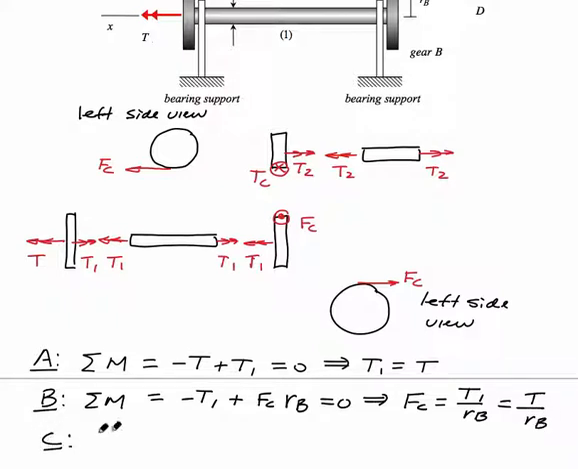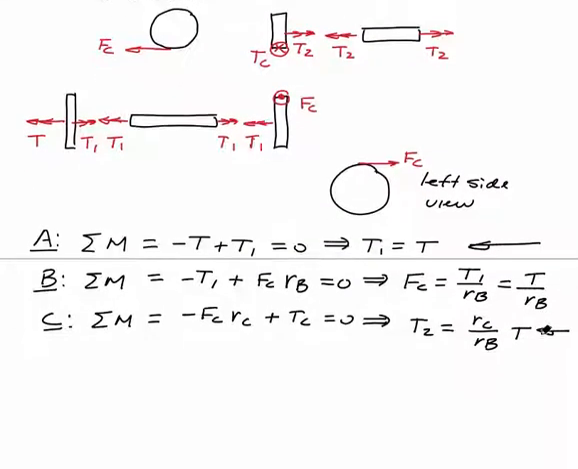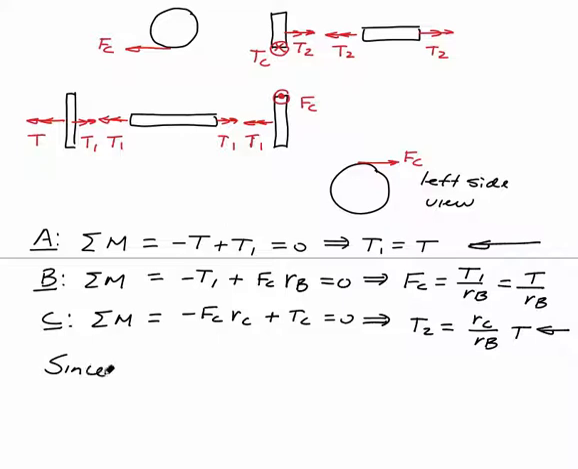And I do the same thing for gear C when I do my moment equation. What I know here is that the gear contact force FC has a moment arm of RC, and it's going to have the opposite sign of T2 just by the way that I have drawn it in the figure. So that's plus T2. So therefore the load in member 2 is going to be equal to RC divided by RB times the applied torque T. So I have the torque in 1 and the torque in 2. Since the given information has the radius of gear C to be less than the radius of gear B, this equation says that the torque carried by 2 is less than the torque carried by 1.